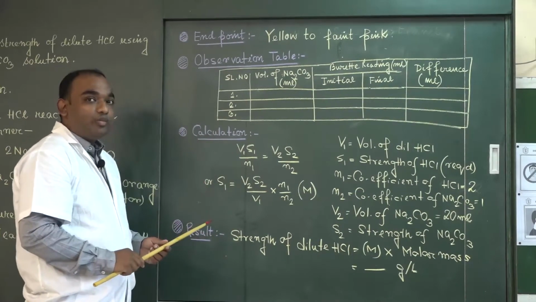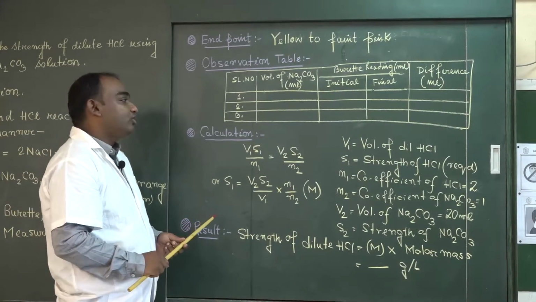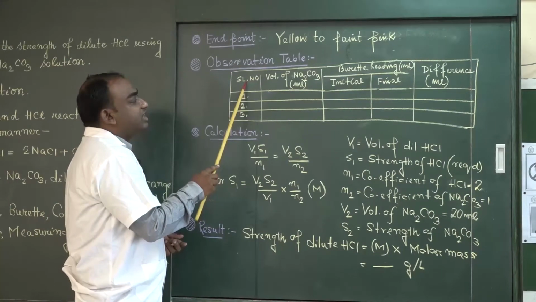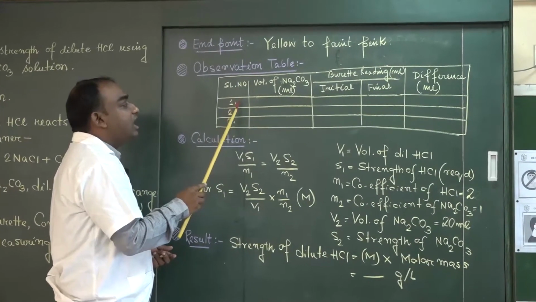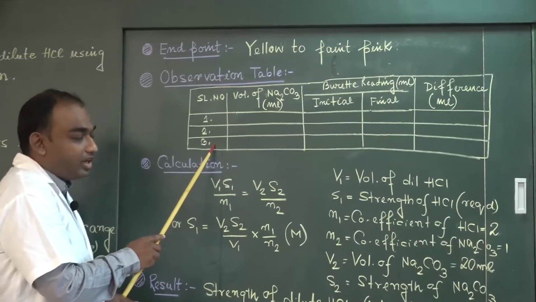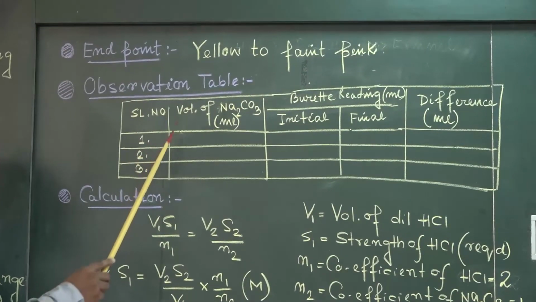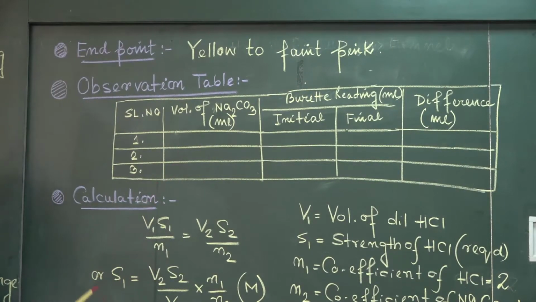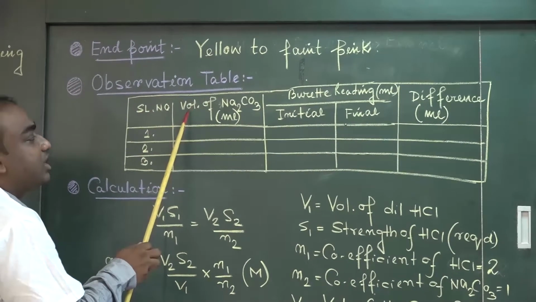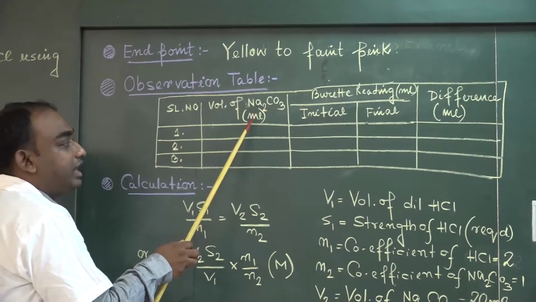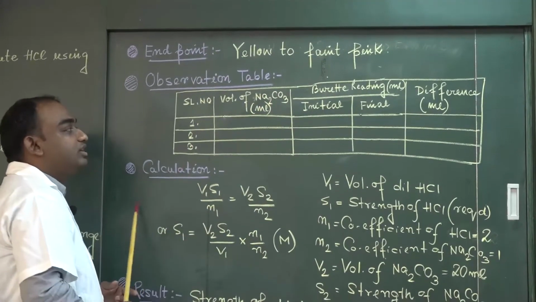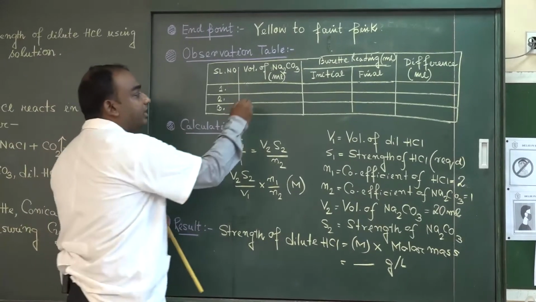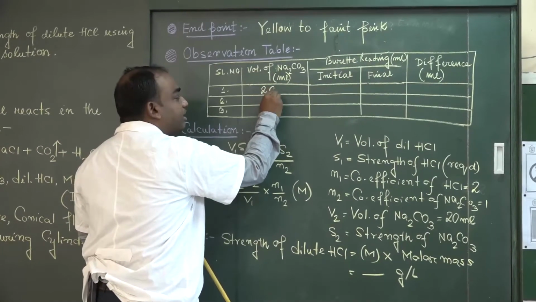Let us come to the observation table. Here we have to do certain calculations to get the result. Serial number means how many titrations we will carry out. We have already mentioned that for getting an accurate result, we will carry out 3 titrations. It is written as volume of sodium carbonate in ml. What volume have we pipetted out? We have pipetted out 20 ml. So here I will write 20 ml.